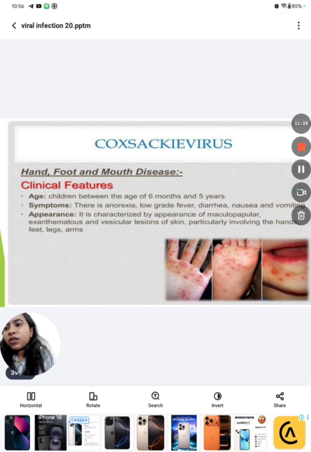Hand, foot, mouth disease. Age: children between 6 months and 5 years. Symptoms like anorexia, low-grade fever, nausea, vomiting will be there. Appearance: maculopapular eczematous rashes, and vesicular lesions will be present.